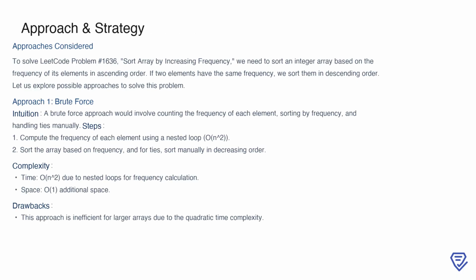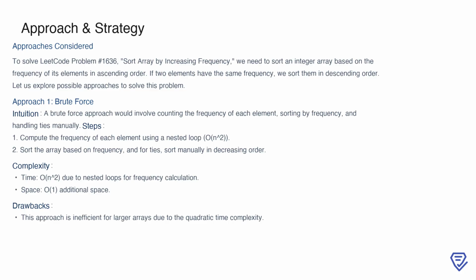To solve the problem of sorting an array by increasing frequency, we need to tackle two key requirements. First, the elements in the array should be sorted in ascending order of their frequency. Second, if two elements share the same frequency, they should be sorted in descending order of their value. One straightforward way to approach this problem is through a brute force method. In this approach, we manually count the frequency of each element using a nested loop, which has a time complexity of O(n²).